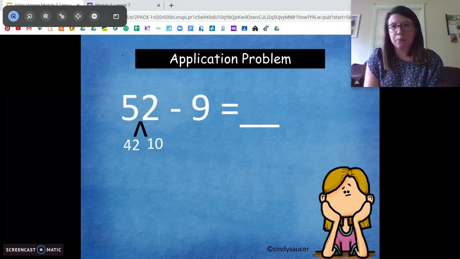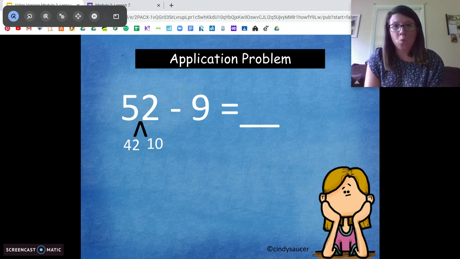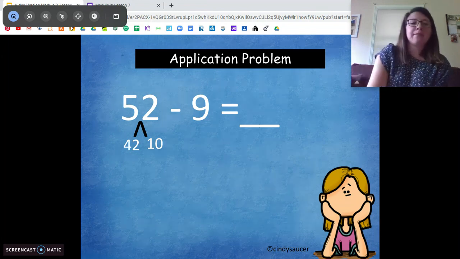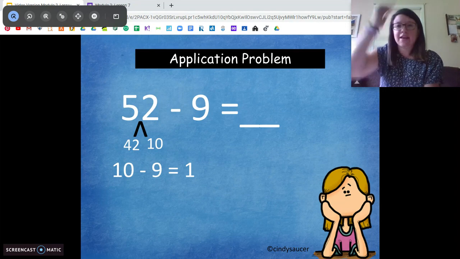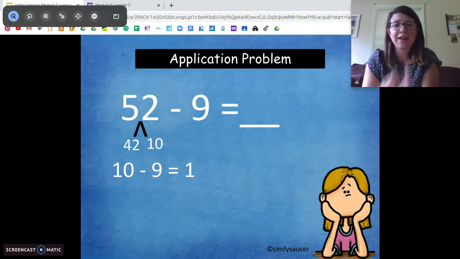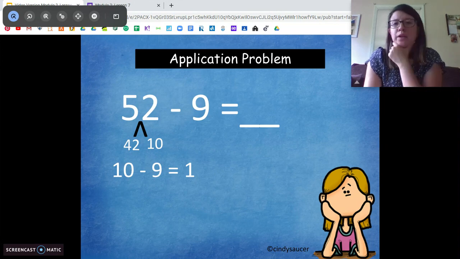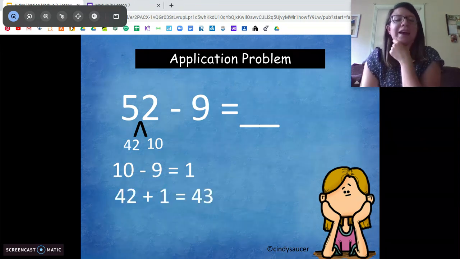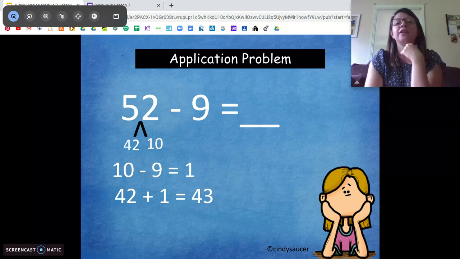Ready? First step, what are we doing? Good, we're taking 10 minus 9, taking that easy 10 fact. They already broke it into a number bond for you, so all you have to do is take 10 minus 9 and we get 1. Second step, what do we do? Good, add 42 plus 1, and our answer is 43.